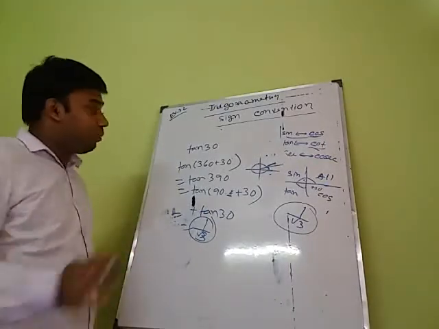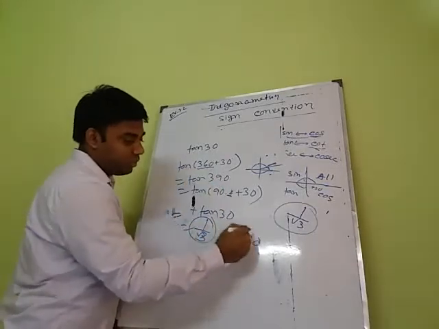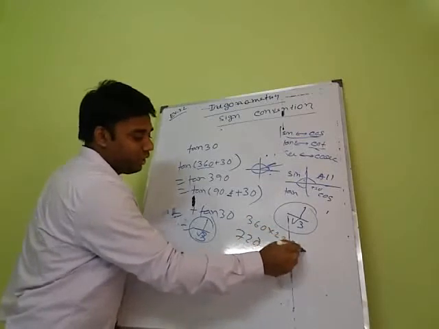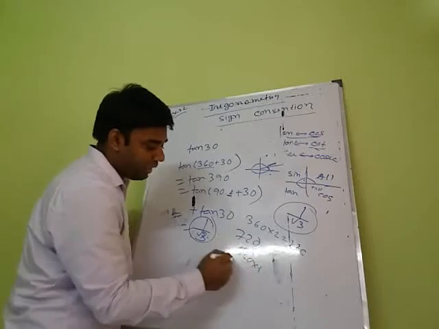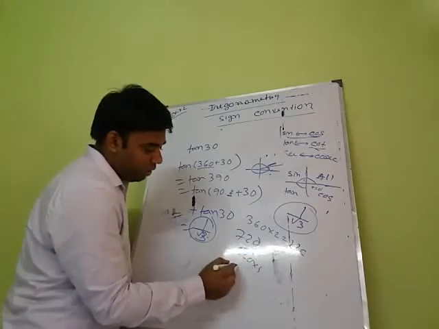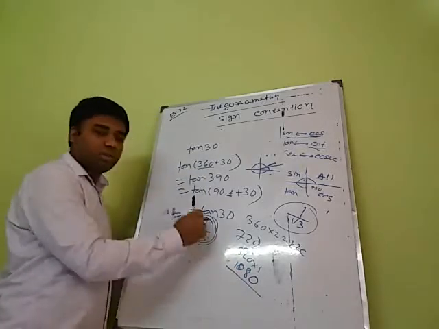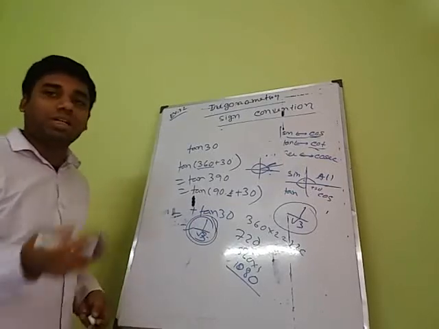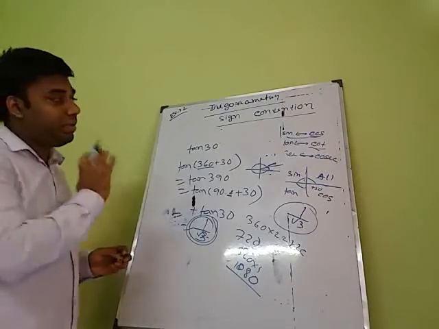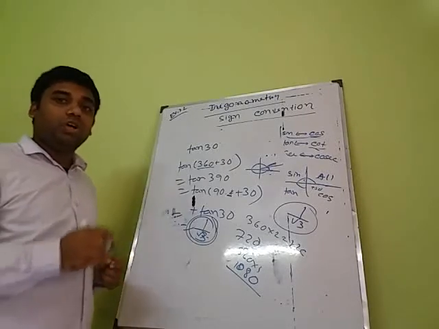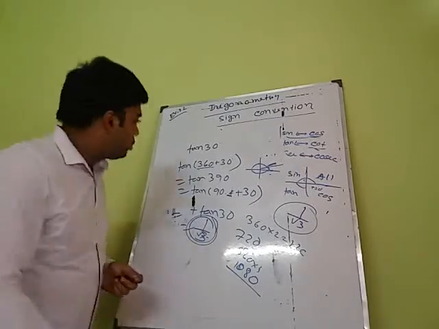Not only 360 but also 360 and its multiples. If I add 720, 360 into 2, the value will be the same, 1 by root 3. If I add 360 into 3, that is 1080, the value will be 1 by root 3. So adding 360 and its multiples, the value of trigonometric functions will not change. Okay, remember that thing. With that property, we will solve the questions of exercise 3.2.